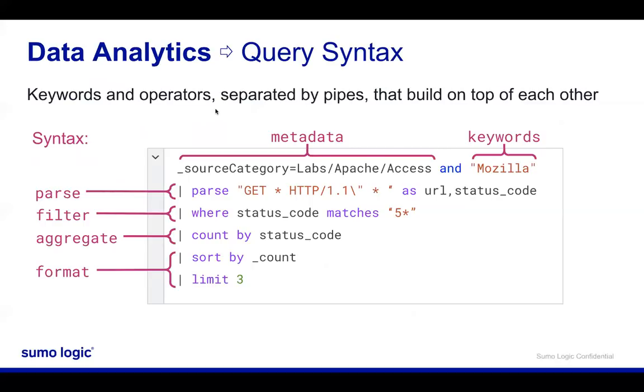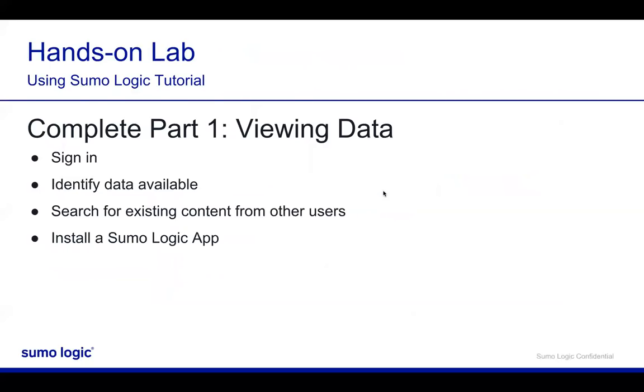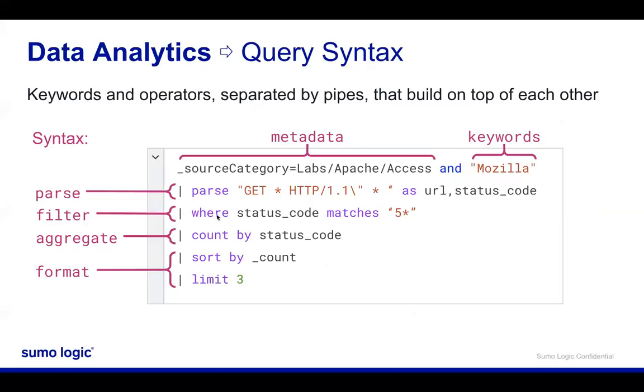In the syntax, as I said before, it's a whole bunch of operators or keywords that are separated by pipes. So you notice here I put my metadata. About 95% of the time you want to search using metadata, right? So I'm using my metadata and my keywords to narrow down what I'm searching. Then the results of that are piped to the next operator. In this case, I'm parsing some of the values in here. Then I'm filtering a little bit more of that. And then once I have those values, I can aggregate those values, and then I can format them so that I can display them in a particular way.